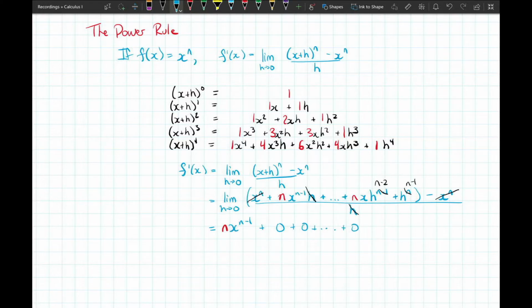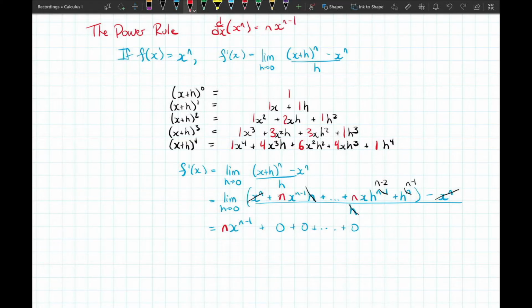As h goes to 0, we can see all of them are getting smaller and smaller, and the only term that is remaining was the term where the h canceled out, nx to the n minus 1. And there is our power rule. All of this work so that we can shortcut it later and just say that the derivative of x to the power n is equal to n times x to the n minus 1.